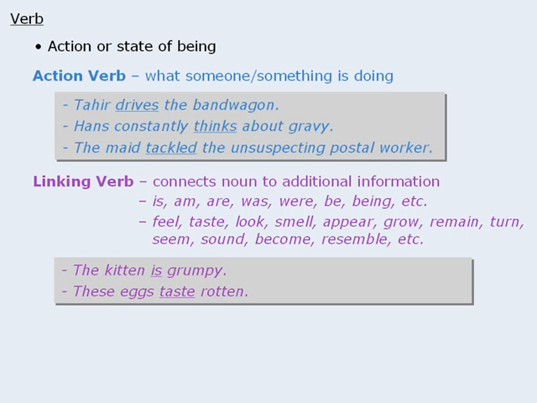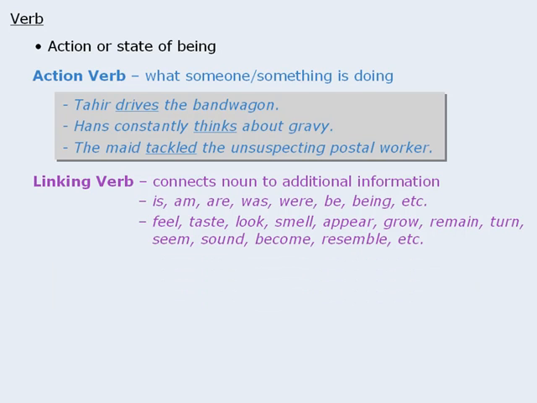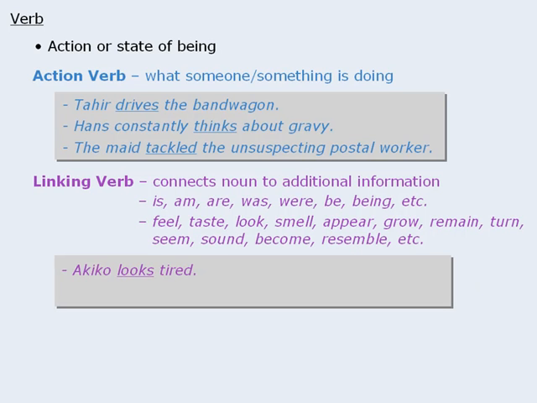Now, it's important to point out that many linking verbs can also function as action verbs, depending on the context of the sentence. For example, in the sentence, "Akiko looks tired," the word looks is a linking verb that connects Akiko to more information about Akiko. That is, she is tired.